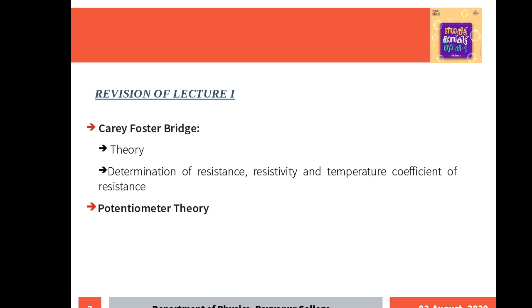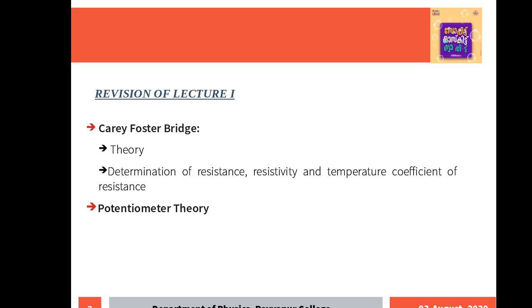After that we studied the theory of the potentiometer. From the theory of the potentiometer, what we obtained is that if you want to get the potential difference of any device, we can measure it using a potentiometer. In a potentiometer, if you can convert any electrical quantity into a DC potential difference, you can measure it using that potentiometer.